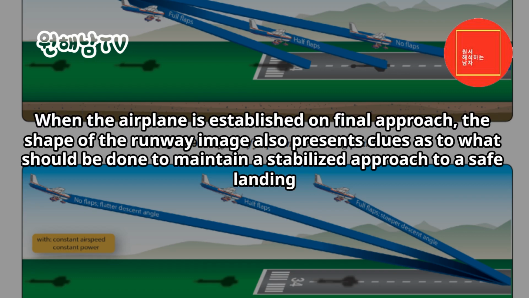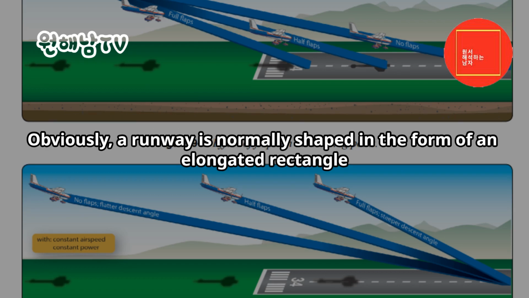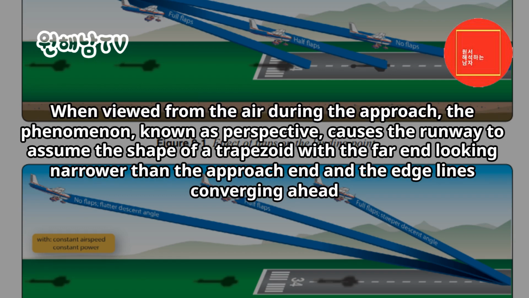When the airplane is established on final approach, the shape of the runway image also presents clues as to what should be done to maintain a stabilized approach to a safe landing. Obviously, a runway is normally shaped in the form of an elongated rectangle. When viewed from the air during the approach, the phenomenon known as perspective causes the runway to assume the shape of a trapezoid, with the far end looking narrower than the approach end and the edge lines converging ahead.